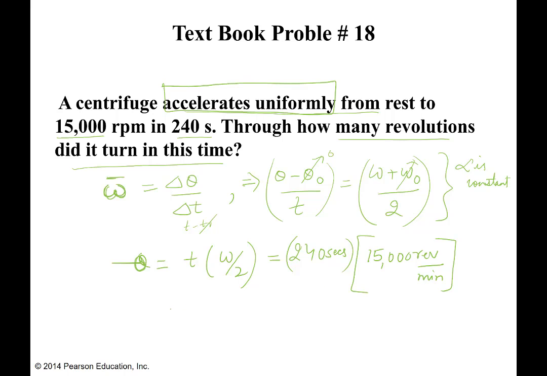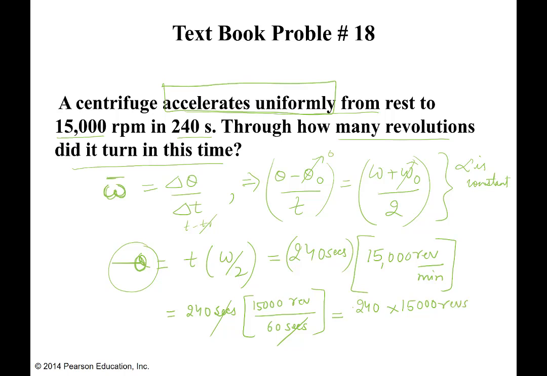I'll keep 240 seconds like that, and 1500 revs I'll keep just like that. It's not necessary to have the radian value for this. We can leave them in revs because all we are doing is finding how many times it went around, so revolutions makes more sense. So we'll have 240 multiplied by 1500 revs. And that's what I was expecting.